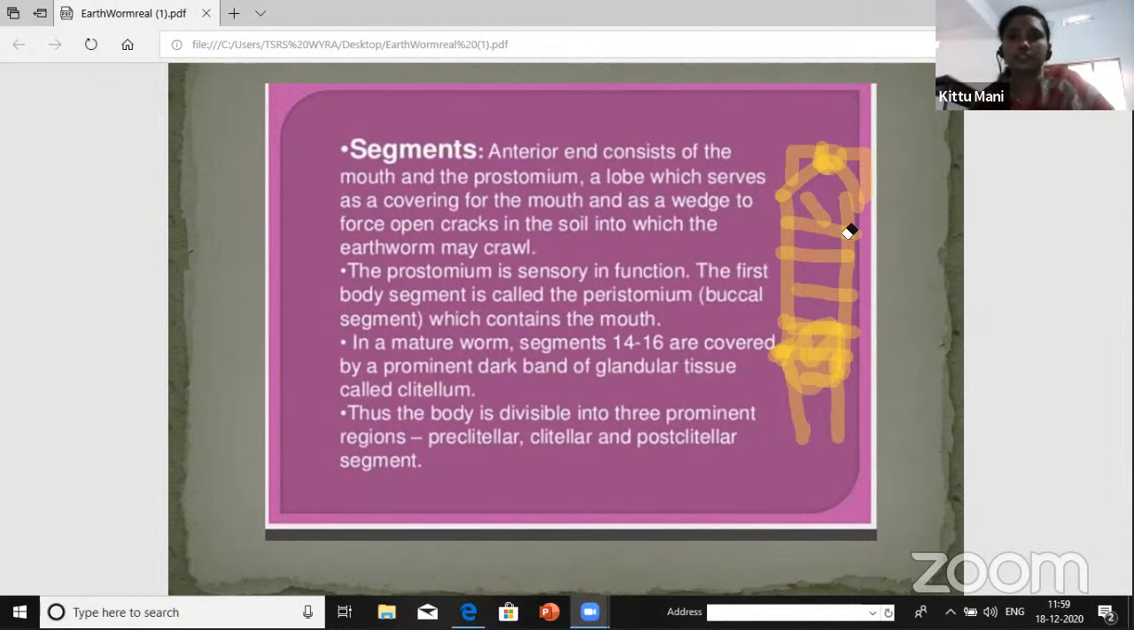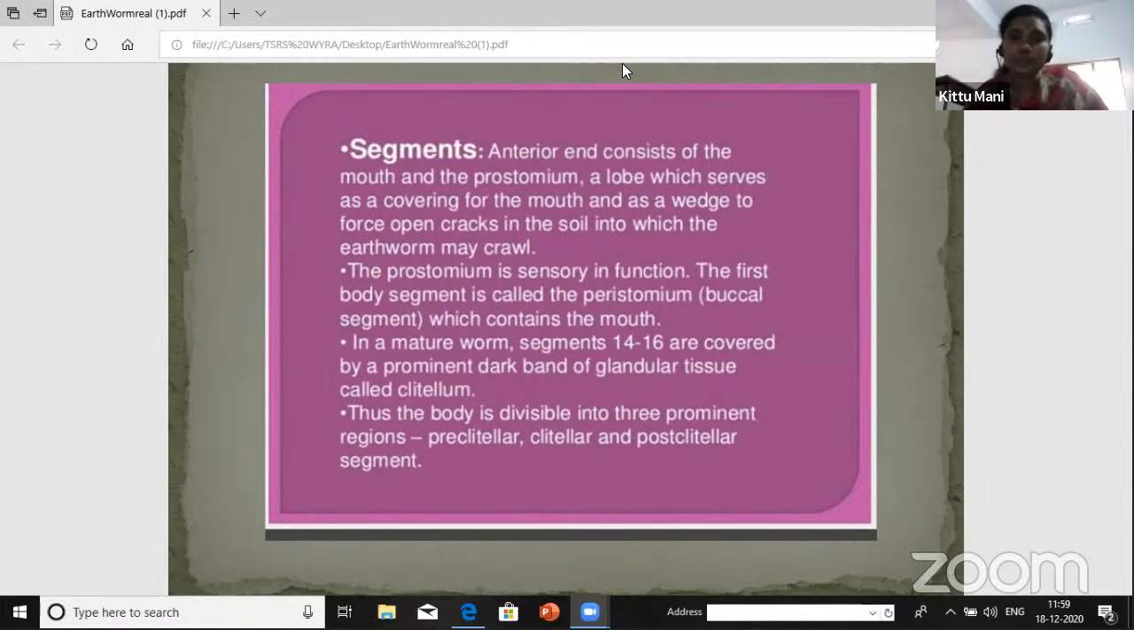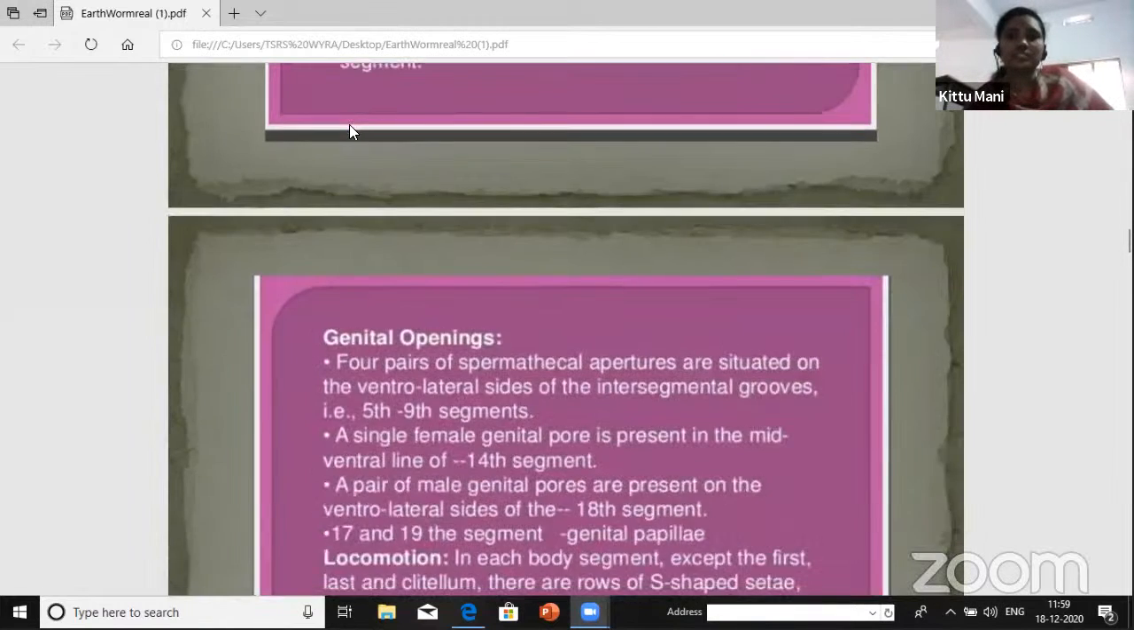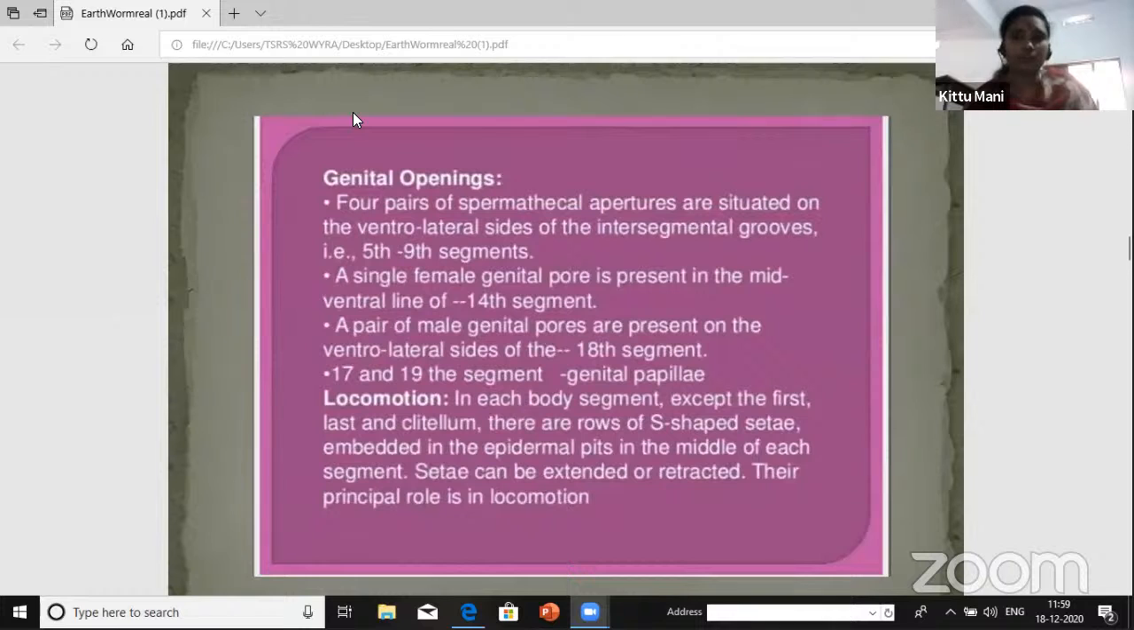Okay, students. This is all about these segments. What did we observe? The prostomium. Nothing to confuse. The prostomium, peristomium and clitellar regions. Okay. The next, the genital openings.